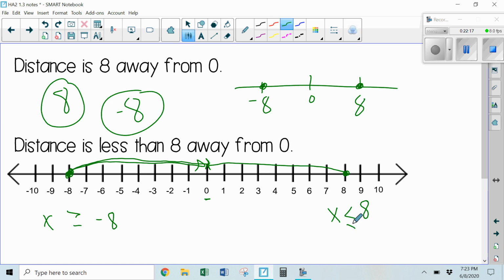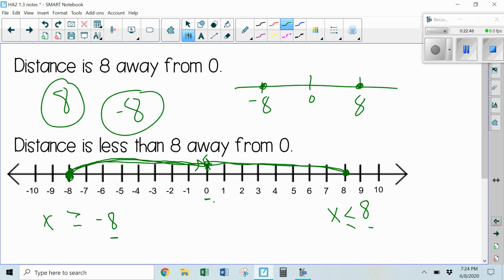So you'll notice when I flip to the negative side, the sign also switches. Here I'm at 8 and I want smaller. That's why I put less than. Here I'm at -8, but I want numbers bigger than that because those are actually closer to 0. So when I put the negative of this number, it also then switches the sign. So keep that in mind as we're moving forward.